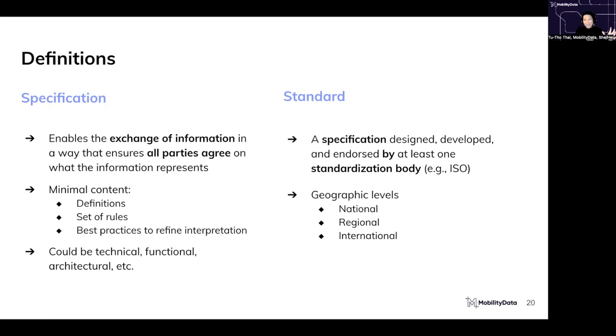Now, what makes a specification a standard? A specification becomes a standard, or is by default a standard, when it's designed, developed, and endorsed by a standardization body. I mentioned them earlier this session. For example, ISO, which everyone knows, is a formal standardization body that defines standards. Standardization bodies can be found at different geographical levels. You can have them at national level, so I'm pretty sure in Australia you have your own standardization body. You can find them at a regional level, for example in Europe, we have the European Committee for Standardization that oversees the entire region of Europe. The international best example would be ISO.